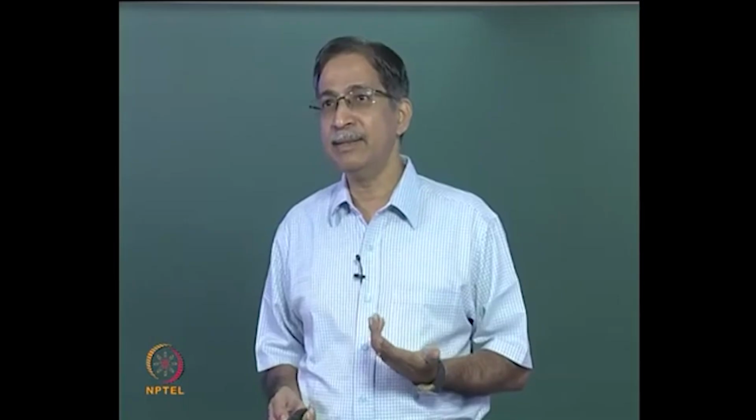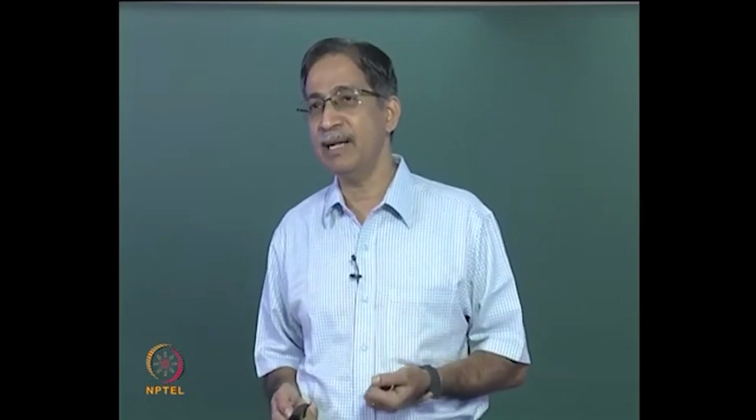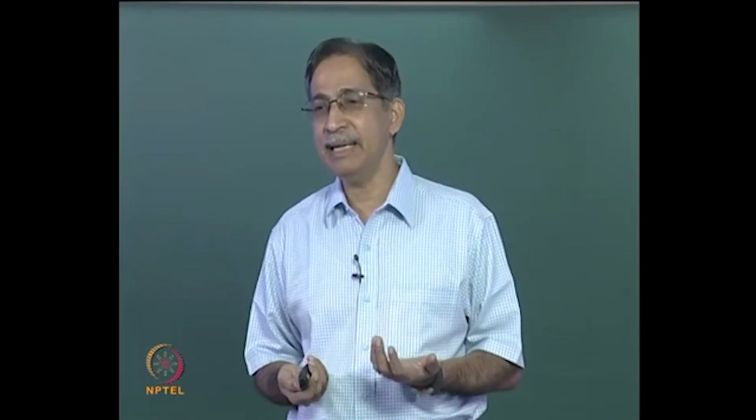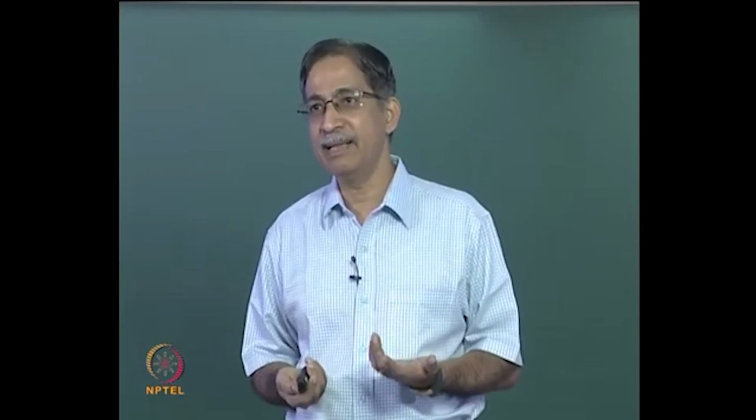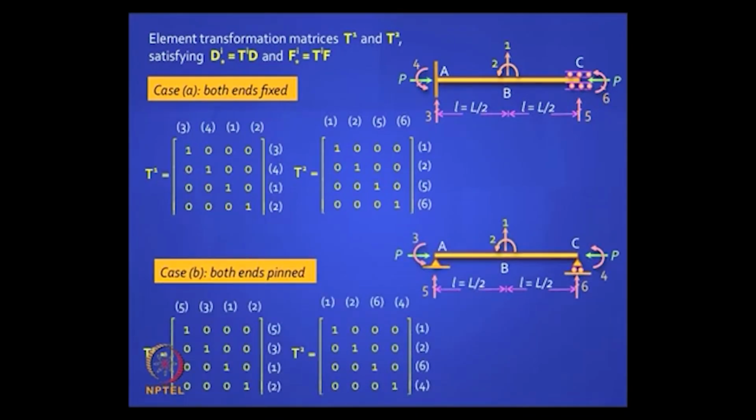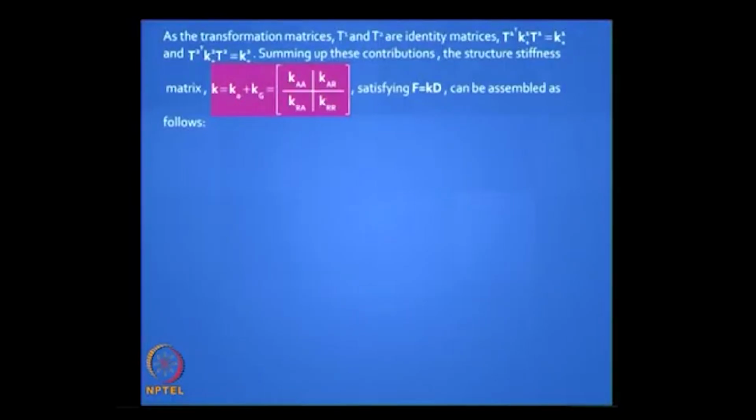So how do we generate the stiffness matrix for the structure? Well, first you need the transformation matrices, and they are simple, we have done this before, they are identity matrices. You have to correctly put the linking coordinates, very clearly it is 3, 4, 1, 2 for the first element and 1, 2, 5, 6 for the second element in case A. In case B what will happen? The same T1, T2 but the linking coordinates will be, you have to be careful. It should be written as 5, 3, 1, 2, right? 5, 3, 1, 2. Okay, yeah, so that we need to do.